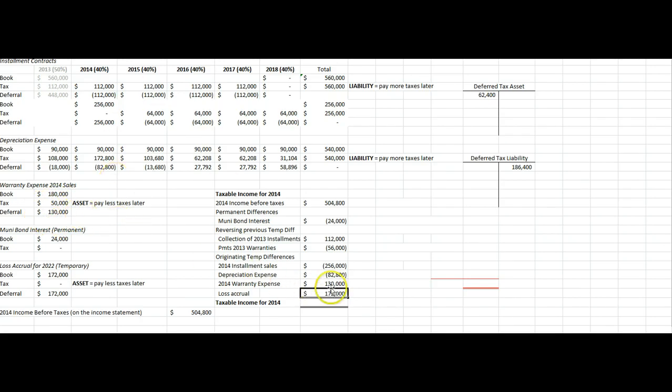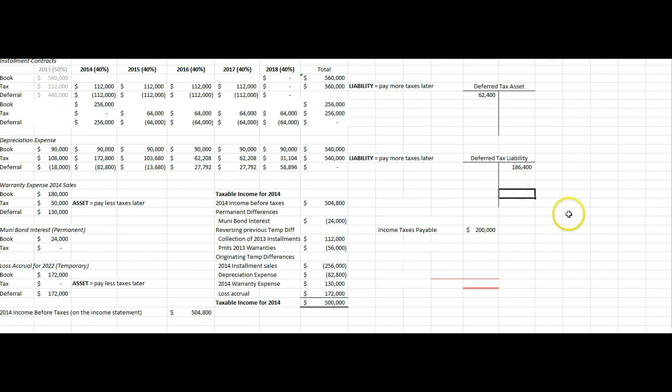And similarly, with the loss accrual, we booked on our books a loss for a lawsuit we're going to lose in a few years. It's highly probable, so even though it's a contingent liability, GAAP required us to book it, but the IRS says we can't. So we have to add that back in to get to our taxable income for 2014, which is $500,000. Since we're in the 40% tax bracket now for this year, $500,000 times 40% means our income taxes payable is $200,000.